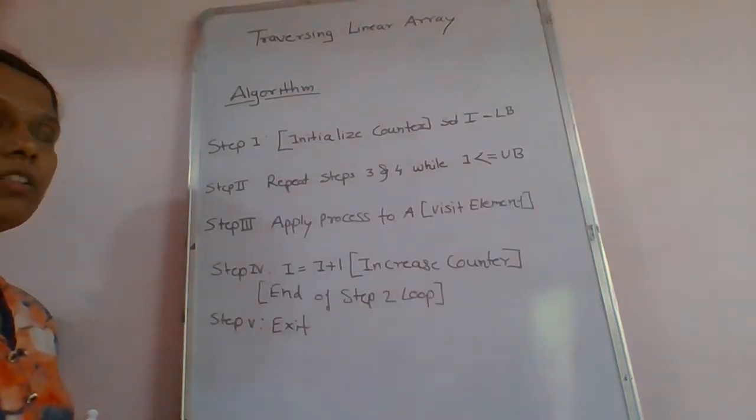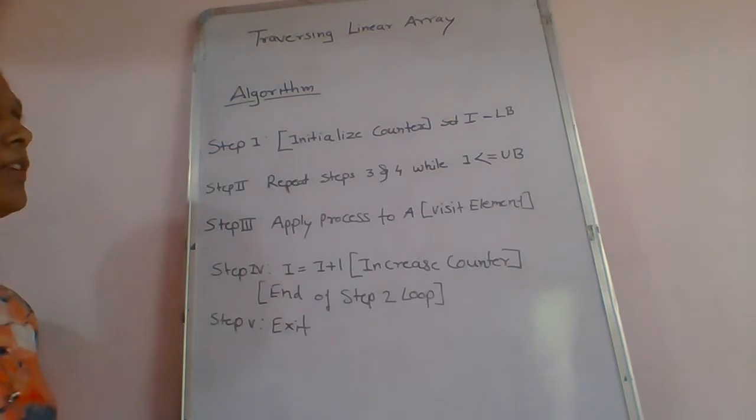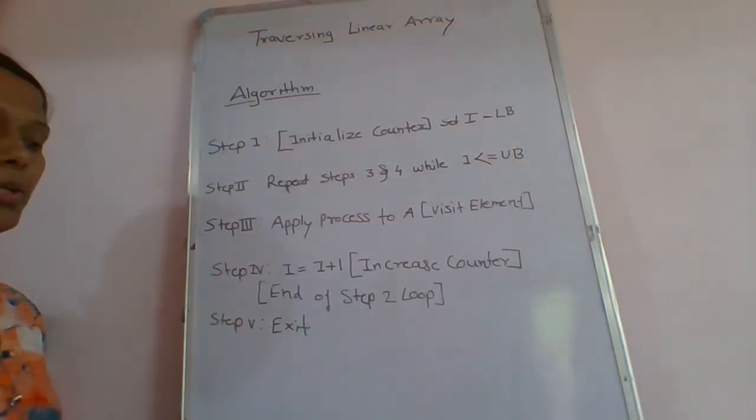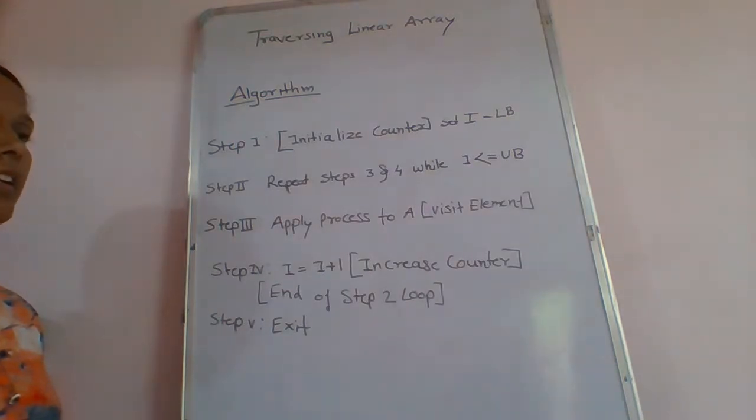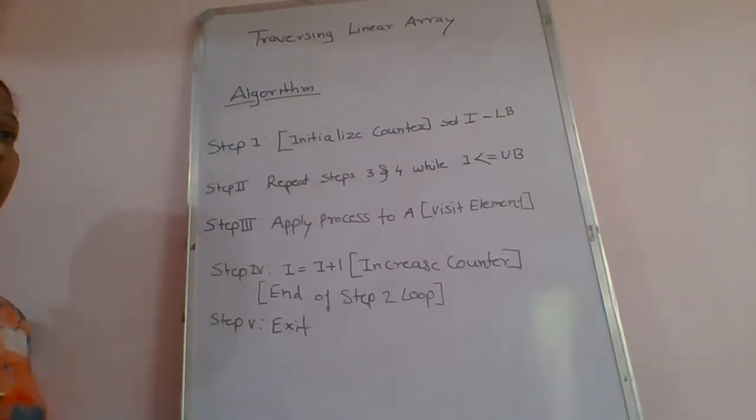Hello students, today we are going to learn traversing a linear array. It is a topic from data structures. We have already seen what a linear array is. A linear array is a data structure in which we can store data in a linear or sequential manner. Now, what is traversing a linear array?